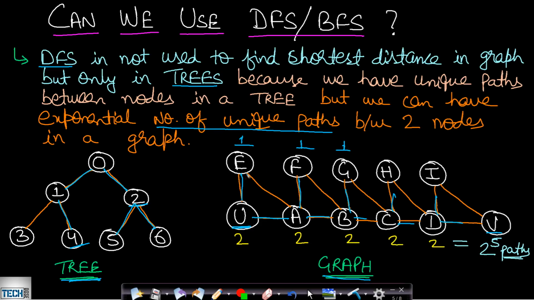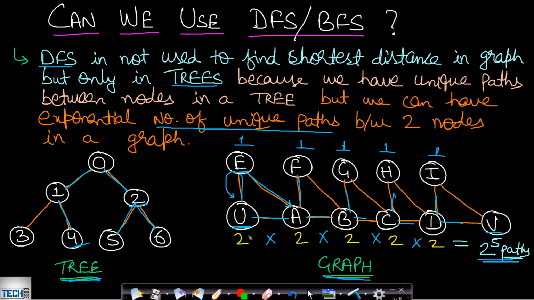And why is that? Because once we reach from U to E, then we cannot again come back from E to U. That will obviously not give us the optimal answer. So once we reach a node, then we will take the alternate path which is not yet traversed. So all the top nodes have one option and all the below nodes have two options. So the total number of possible options will be after multiplying these parts. That will be nothing but 2 to the power 5 paths. So you can see that this is an exponential number of possible paths.